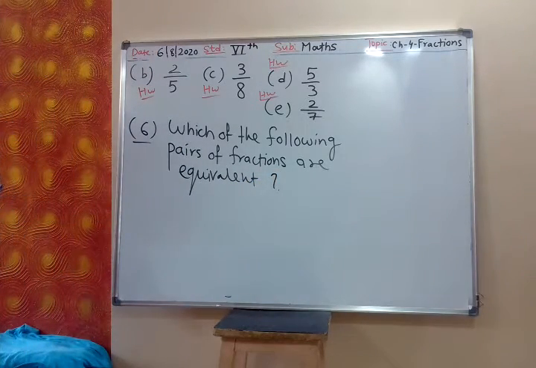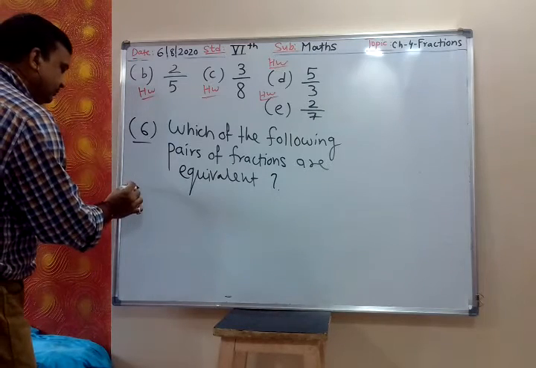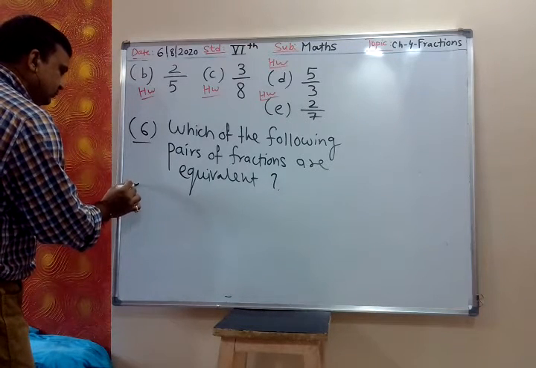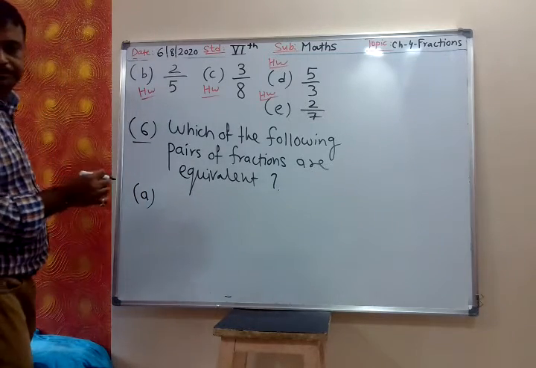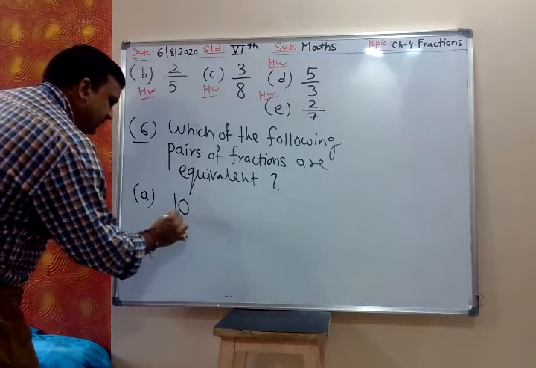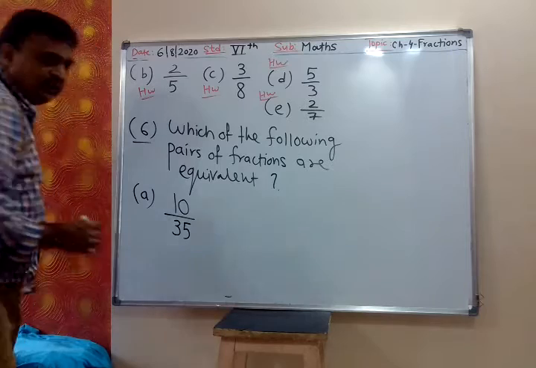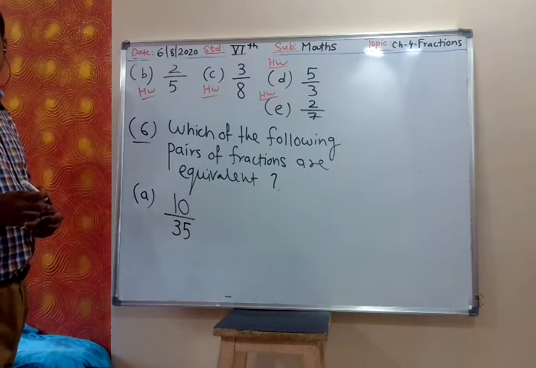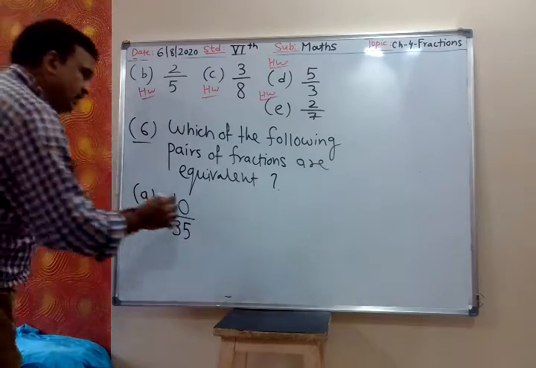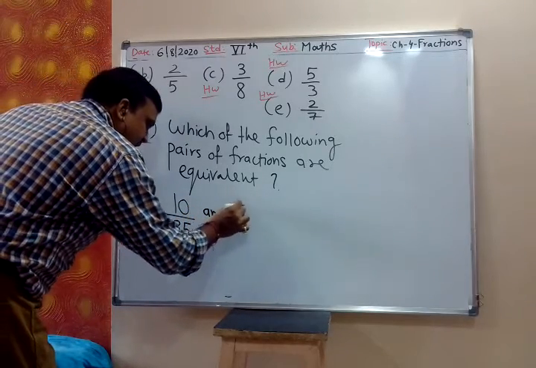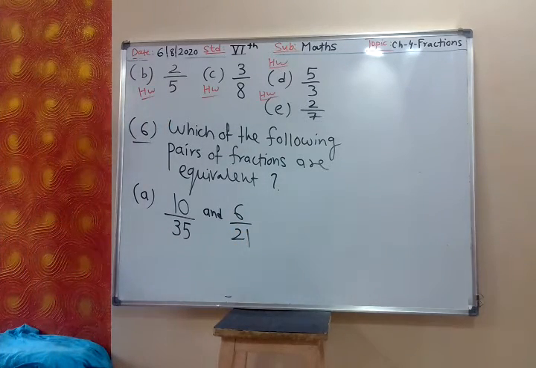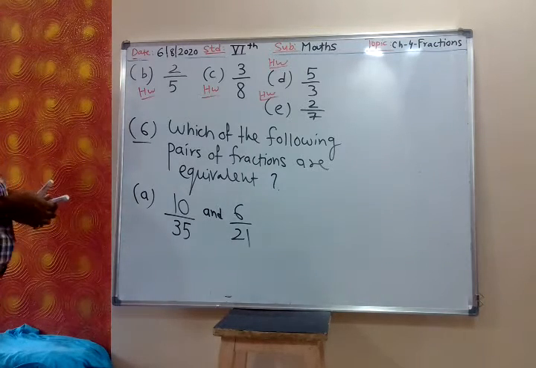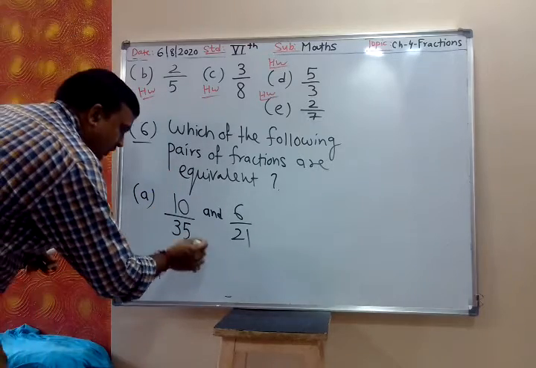So in this we have to cross multiply. A: 10 upon 35 and 6 upon 21. Whether this pair of fractions is equivalent. So what we have to do in this is cross multiply.